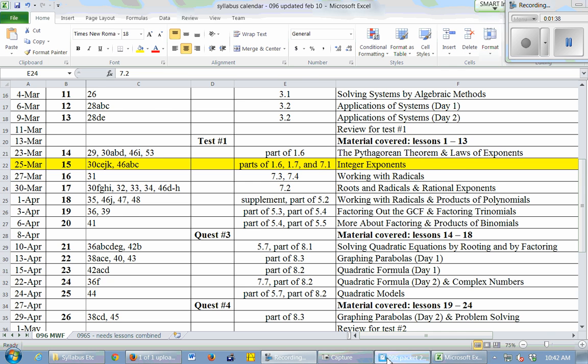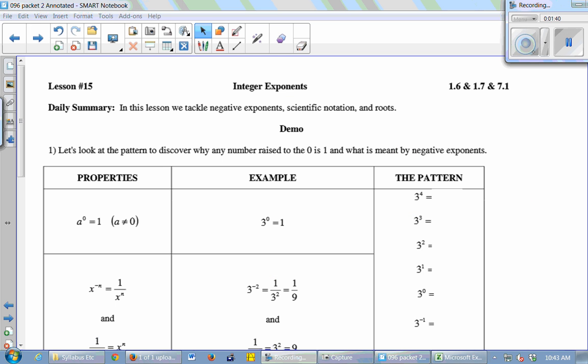All right, so let's start today's lesson. We're going to talk about negative exponents, scientific notation, and roots, like square roots.